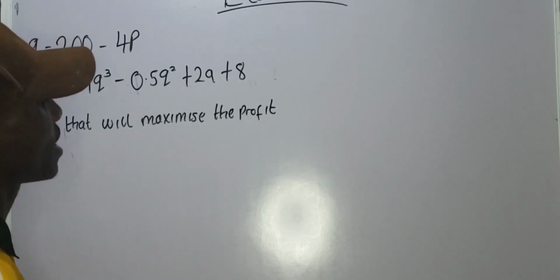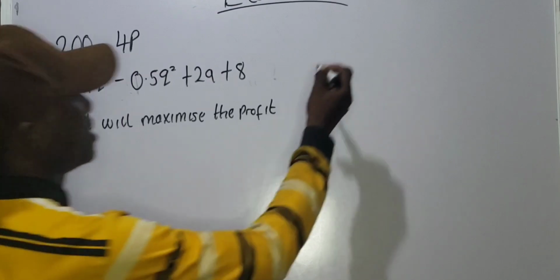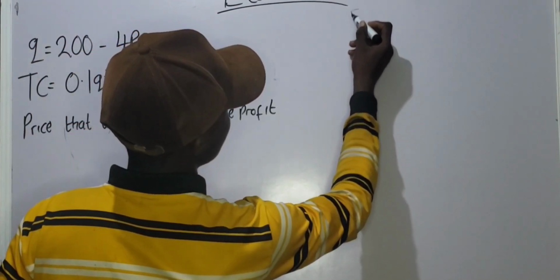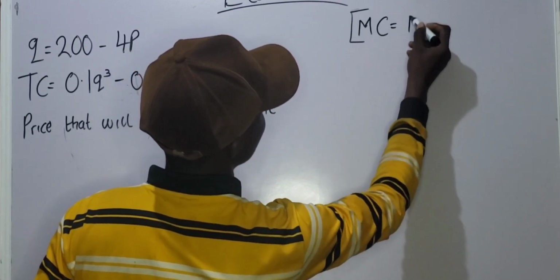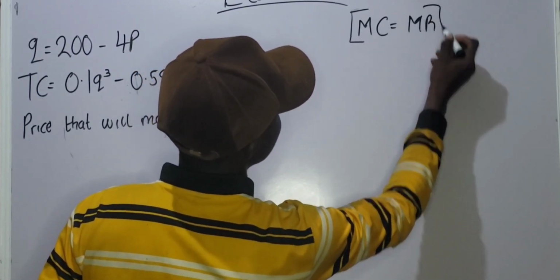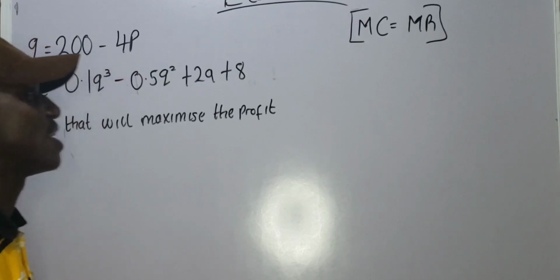For a firm to maximize its profit, the marginal cost must be equal to marginal revenue. I want you to note that. That's the first method. Please, I want you to pen this down. Just follow this carefully and you're going to understand it. The marginal cost must be equal to the marginal revenue.